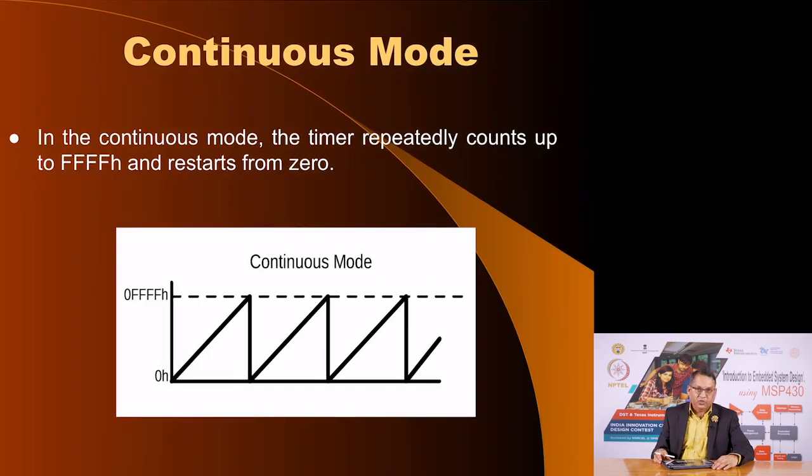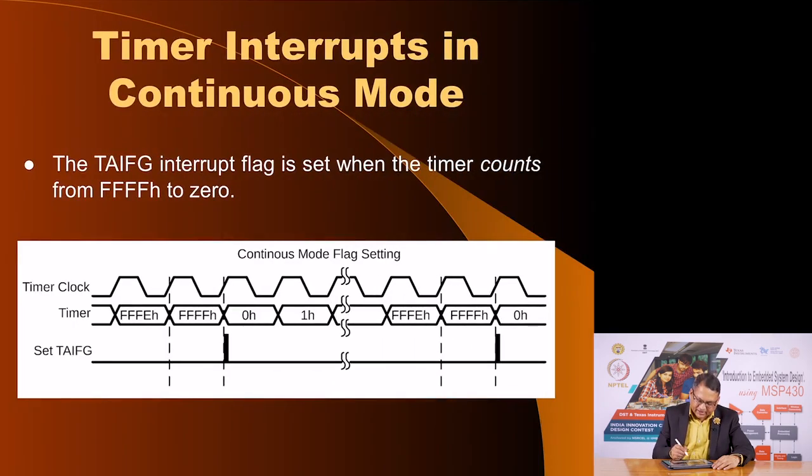Then you have the continuous mode, which is very similar to the previous mode, except the maximum value will be this. It will start from 0, go to the maximum capability of the timer, and reset to 0, and when it resets to 0 it will generate an interrupt, as you see here. When it resets to 0 it is generating an interrupt.